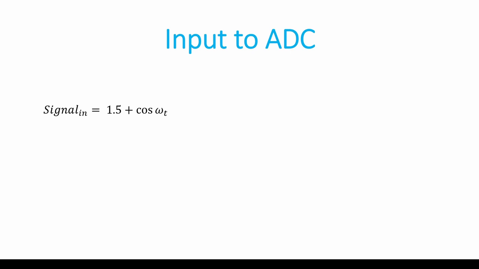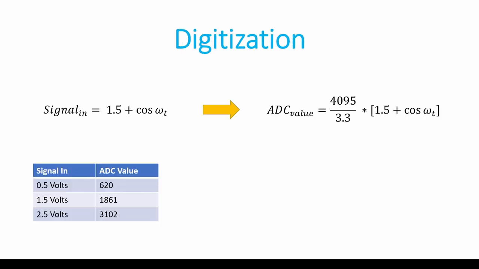Thus far, we have looked at an offset sine wave as the input to the STM. Specifically, the wave with an amplitude of 1 and a DC offset of 1.5 can be represented by the formula on screen. As the signal is fed into the STM and sampled by the ADC, it is digitized. We can represent this digitization by multiplying the input signal by 4095 over 3.3. This scalar comes from the fact that the ADC is operating with 12 bits over a corresponding 3.3 volt conversion range.